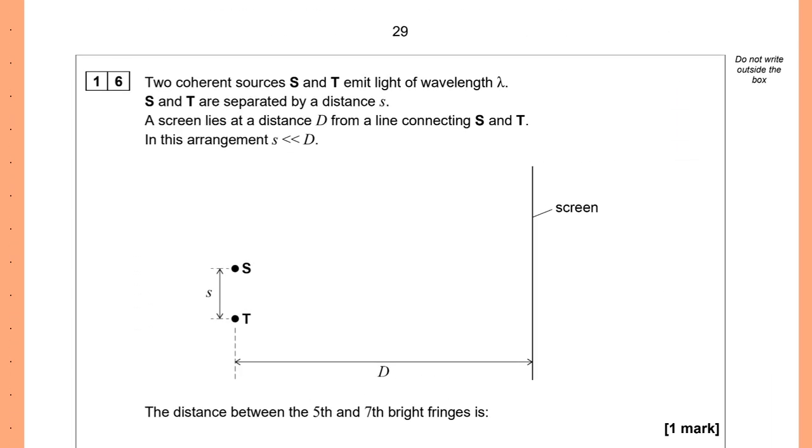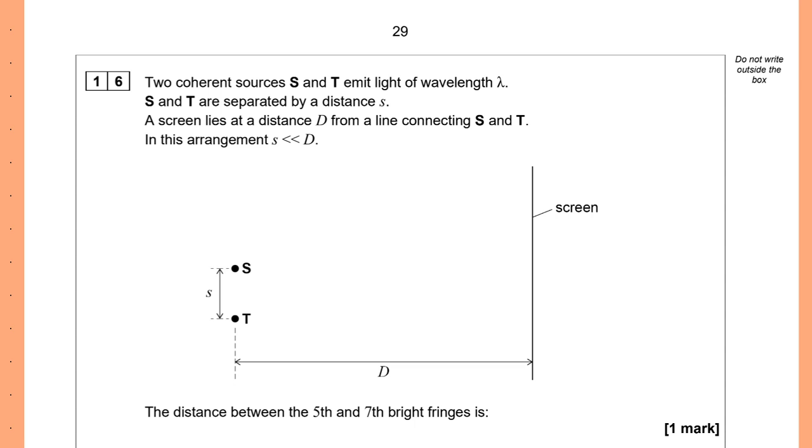Two coherent sources S and T emit light of wavelength lambda. They are separated by a distance S. Screen lies a distance D connecting S and T. In this arrangement, S is much smaller than D. Distance between the 5th and 7th bright fringes is what?